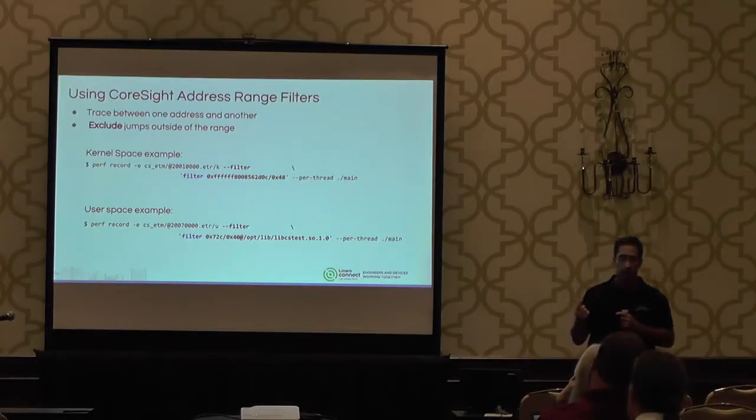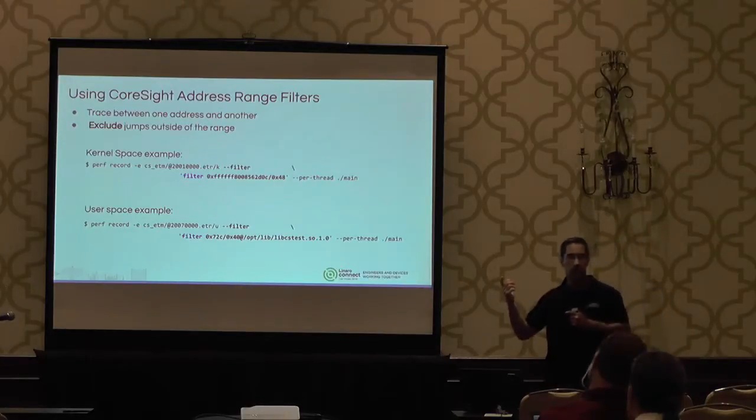Using the K option, the address that you will have there is typically something that you would find in the System.map file when the kernel gets generated.